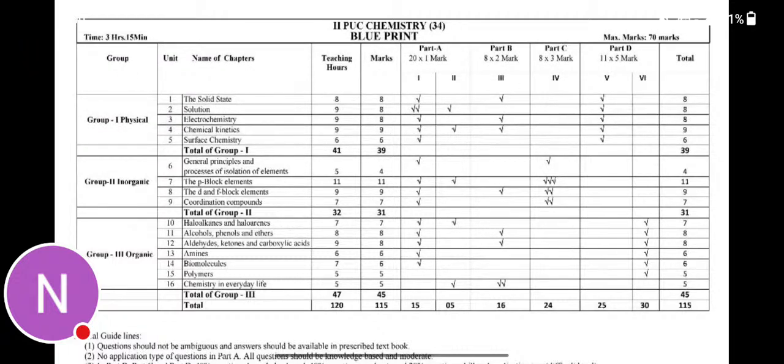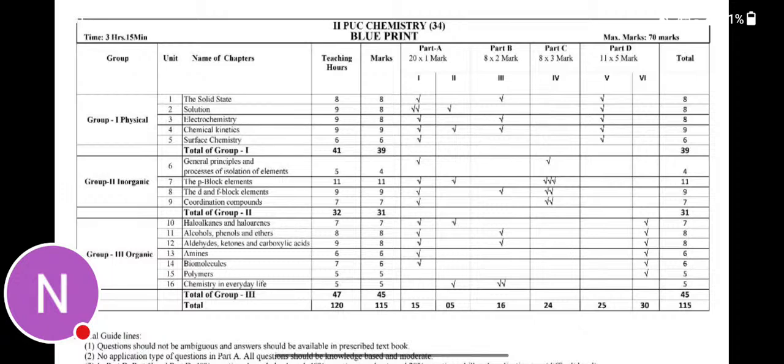Next is group 2, that is inorganic chemistry. Here the first chapter, the sixth chapter, is general principles and processes of isolation of elements. 5 hours is the teaching hours for this chapter. Only 4 marks are there from this chapter: part A 1 question for 1 mark, first main, and part C 1 question for 3 marks. So totally 4 marks from this chapter.